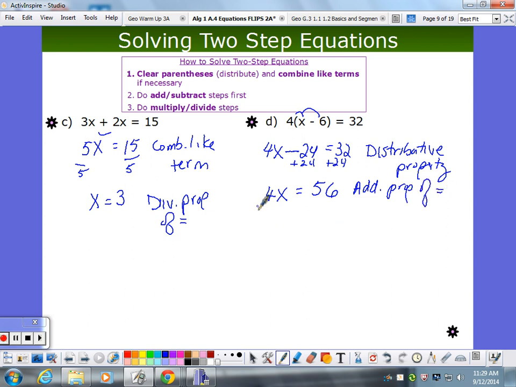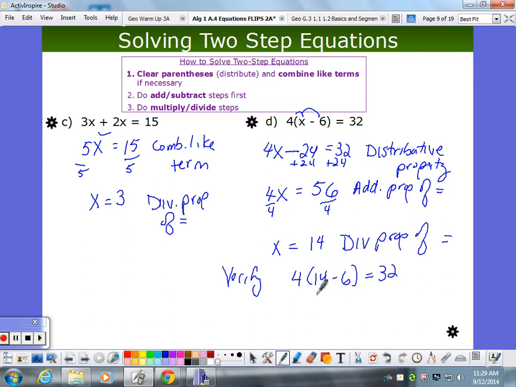Okay, now what am I doing? I'm dividing by 4. You can put the little 4 in there. x equals 56 divided by 4. 14, right? We should verify to make sure. So that's division property of equality. Definitely, you want to verify all of them. This one's a little harder. So you say 4 times, I'm going to put the x, I think it's 14. And I'm working here. That's 4 times 14 minus 6.